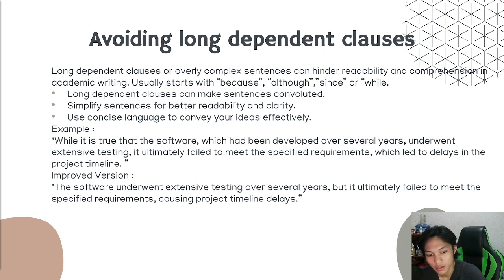So the improved one says that the software underwent extensive testing over several years, but it ultimately failed to meet the specific requirement, causing project timeline delays. So this sentence, it's only one idea. It doesn't go into too much detail, which is good. It makes the reader's understanding better. They can comprehend it a lot easier.